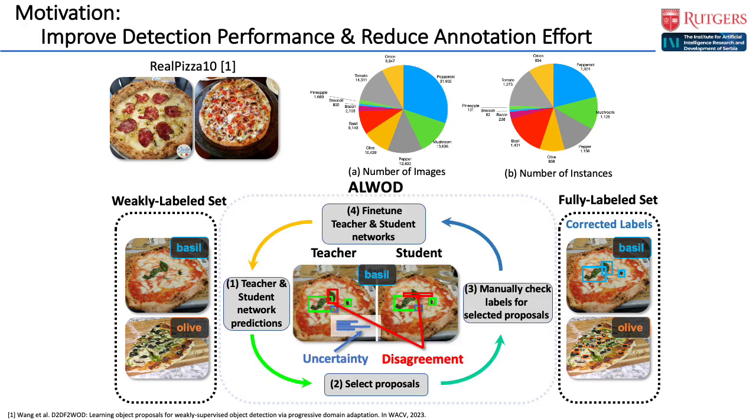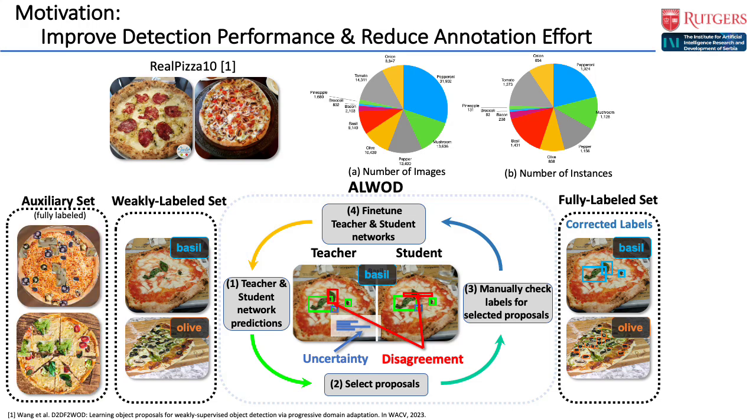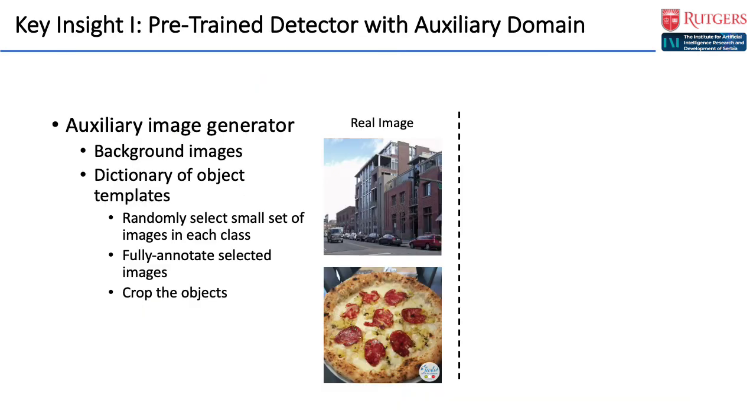To that end, we developed a new active learning annotation approach, ALWOD, to improve the annotation efficiency while simultaneously increasing the object detection accuracy. We utilize semi-supervised learning that relies on student-teacher object detection networks to select the most informative samples. To balance initial detection performance with annotation cost, we pre-train the object detector on a large fully labeled auxiliary domain constructed from an initial set of the few fully labeled images.